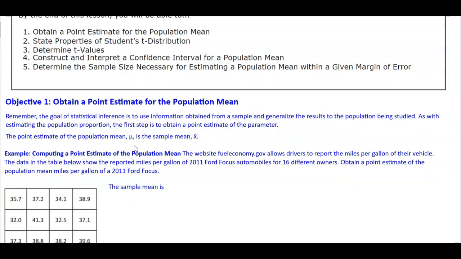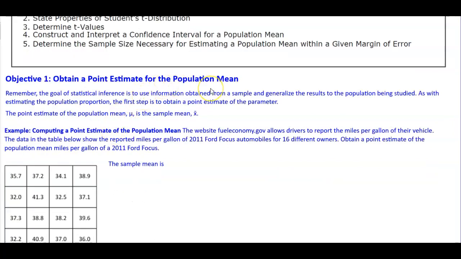For Objective 1, we want to obtain a point estimate for the population mean. Remember, the goal of statistical inference is to use information obtained from a sample and generalize the results to the population being studied. As with estimating the population proportion, the first step is to obtain a point estimate of the parameter. The point estimate of the population mean, mu, is the sample mean, x bar.